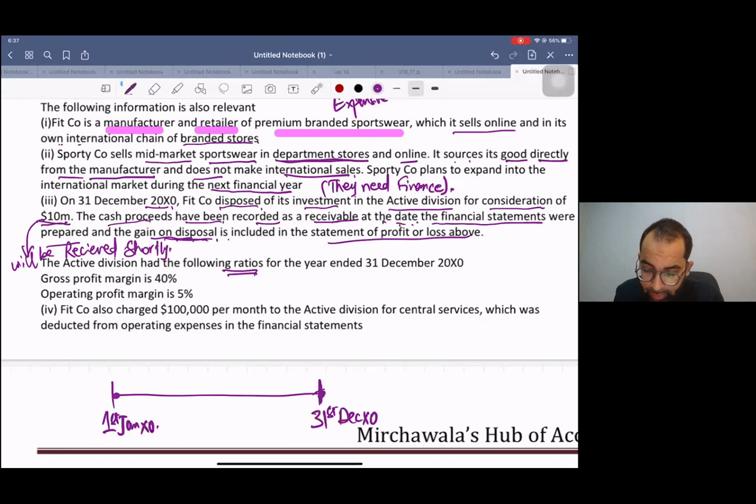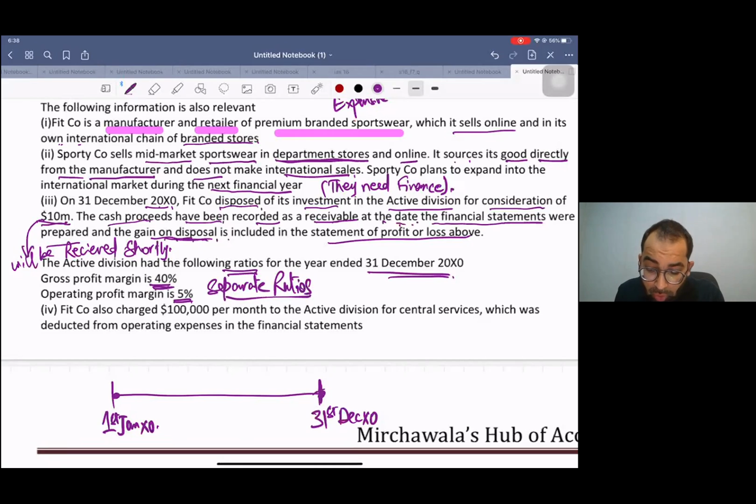The active division means the division which we just sold. The active division we just sold on the last day had the following ratios for the year ended 31st December X0. The separate standalone ratio of GP margin is 40%, operating margin is 5%. We'll compare this ratio with the overall ratio of Fit company. These are the separate ratios of the active division.